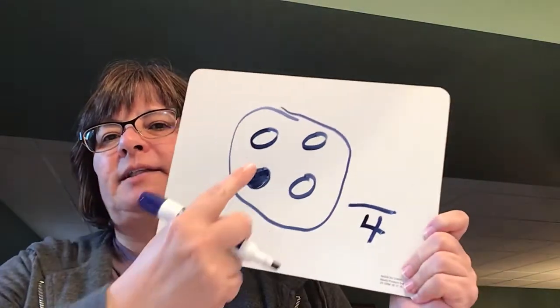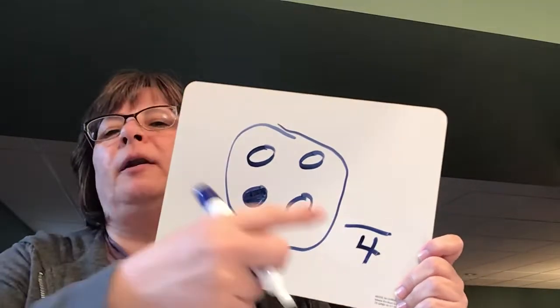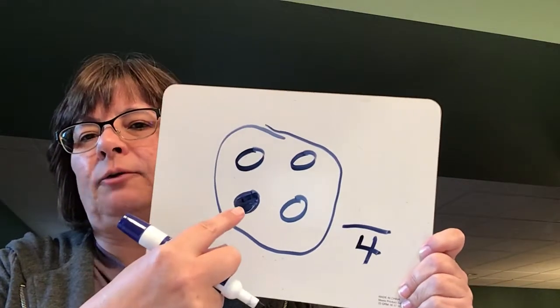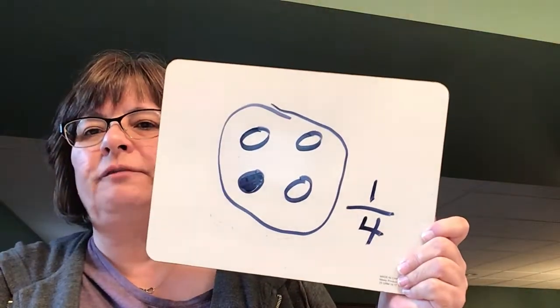And if I'm only talking about, what are you talking about? Remember when we did that in class? What part are you talking about? I'm talking about that counter right there. And how many is that? 1. So one counter would be 1/4.